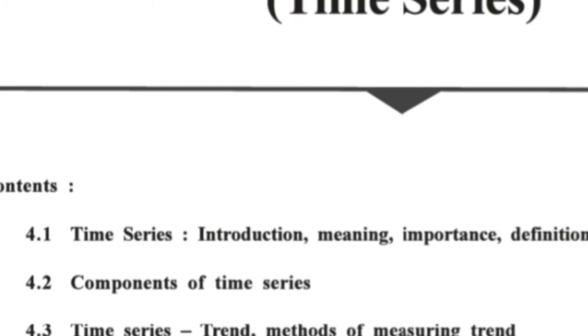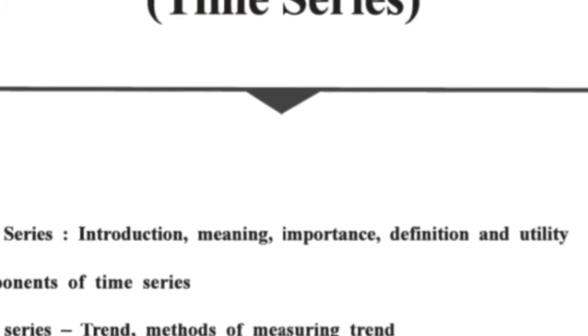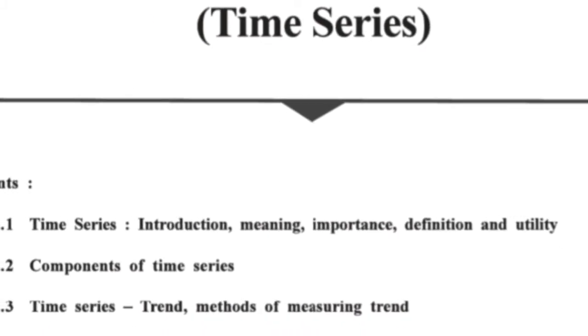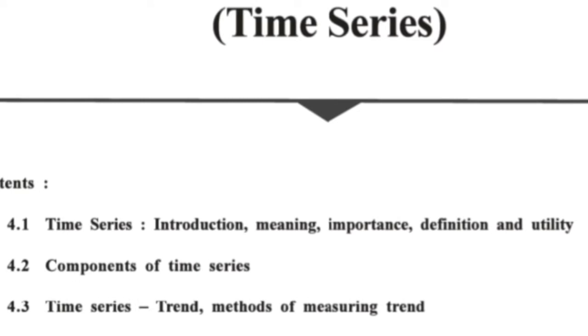Then comes the method of least square. You would find sums related to the method of least square in your paper. Then comes the method of moving average, which consists of a 5 marks compulsory question in your section F. This chapter consists of around 12 marks. One question you would find in section A, one in section B, one in section C, one in section D, and one question in section F. Totally it would comprise 12 marks.